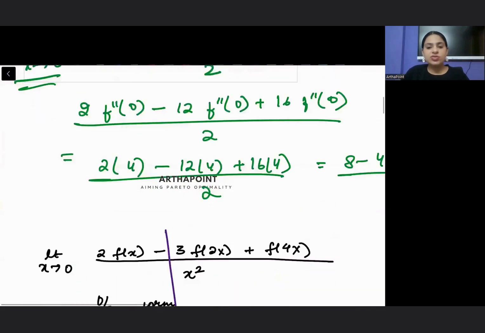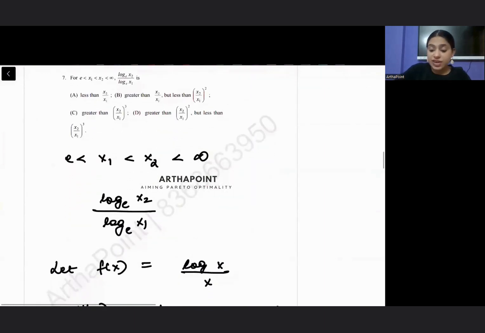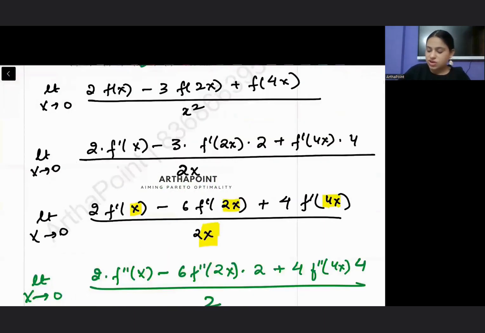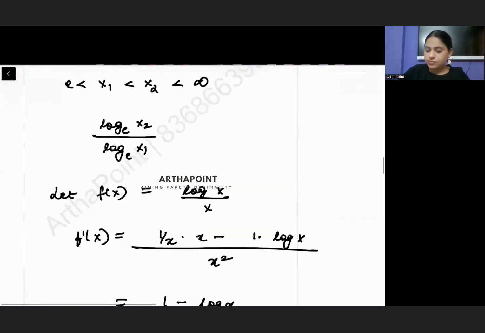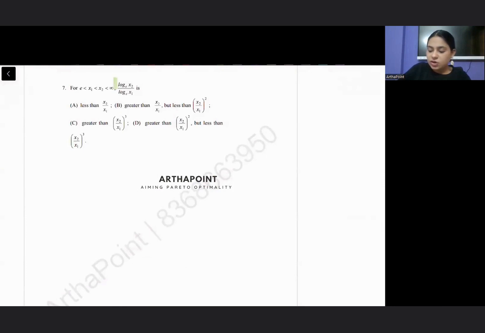Okay, come to the next question now. So this says, this is a very good question. Excellent question. Let's try to see this question. Good one, huh? So this says that you are given log x2 by log x1, and you need to find the relation of log x2 by log x1 with x2 by x1.